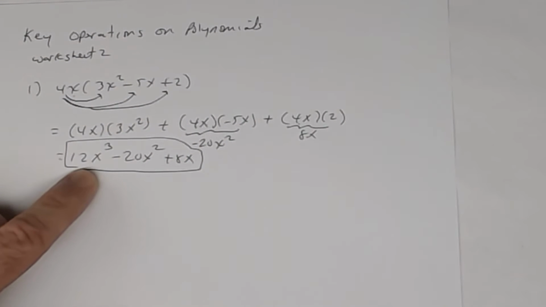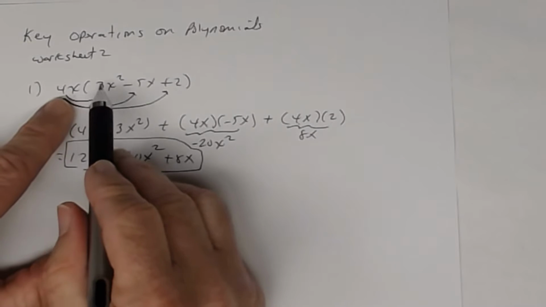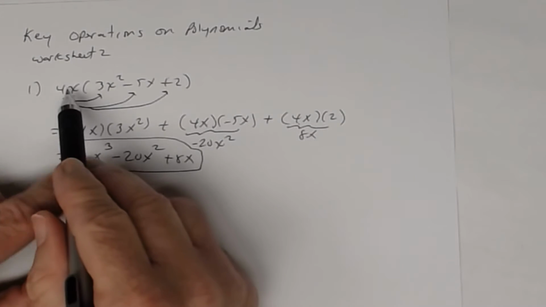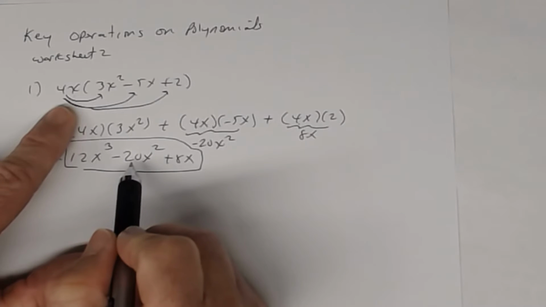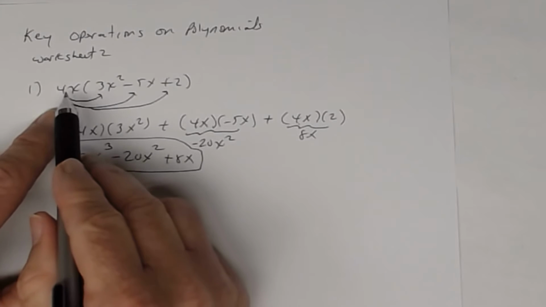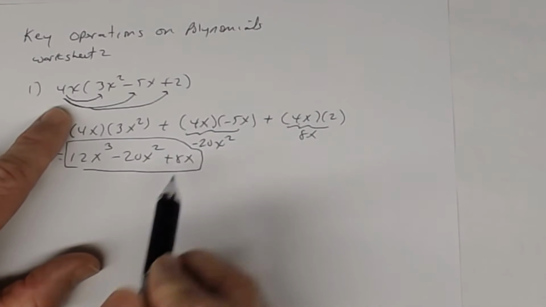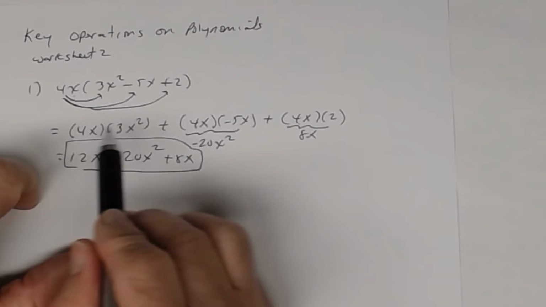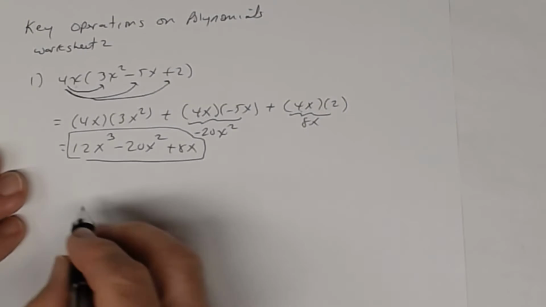So 12x cubed. Mentally, that's what you're saying. 4 times 3 is 12. X times x squared is x cubed. See that? 4 times a negative 5 is a negative 20. X times x is x squared. 4x times 2 is 8x. So very quickly you can get the answer, but mentally this is what you're thinking. Okay, let's go to number 2.